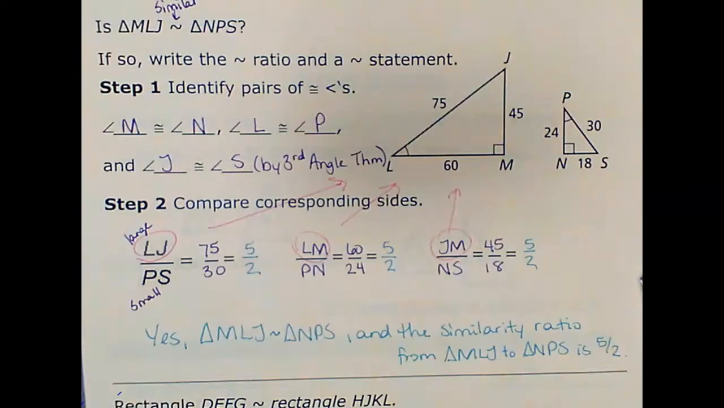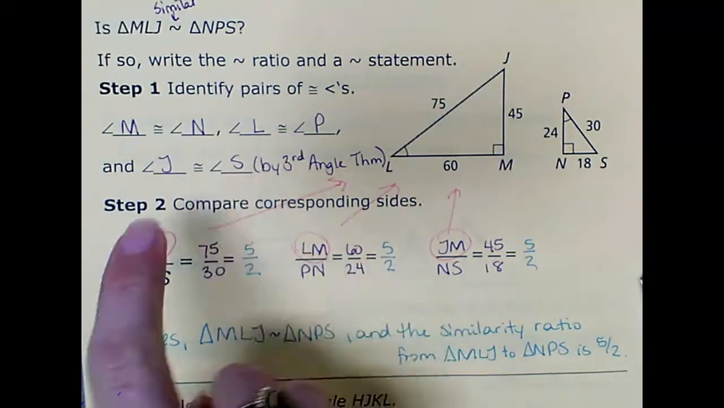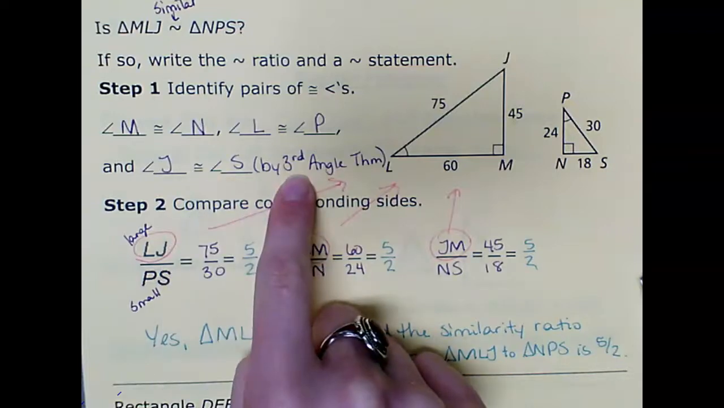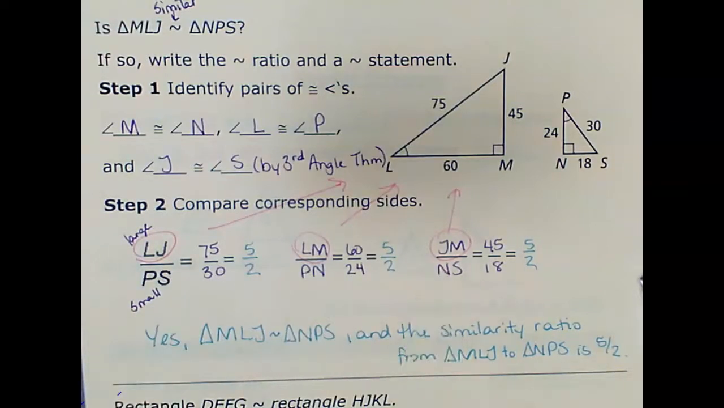Okay, so we've been able to see that we have 2 pairs of corresponding angles that are congruent. The third pair must be congruent by the third angle theorem. We have a ratio already set out with a large triangle value over a small triangle value. So if you continue with that pattern for the ratio, you end up with 5/2 as the ratio for each pair of corresponding sides. So because we have all 3 corresponding angles congruent to their other angles, and we have all 3 corresponding sides proportional, then we can say that yes, these 2 triangles are similar.